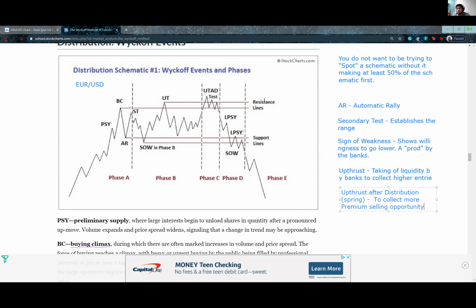But let's say, for example, you wanted to sell gold, or let's say you wanted to sell GBP USD. Are you going to sell it when it's already moved 40 pips down, or are you going to sell it when it's right at the top? Well, obviously you're going to sell it when it's right at the top. You're going to sell it at the very tip top because you want that sniper entry, because you get more money. It's the exact same thing for banks. They want the exact tip top. So they're going to move price just a little bit higher to get more premium selling opportunities.